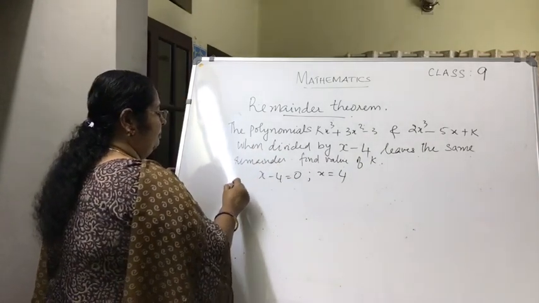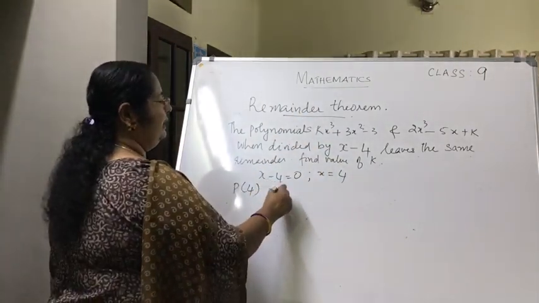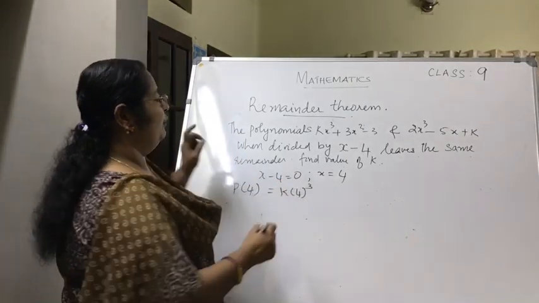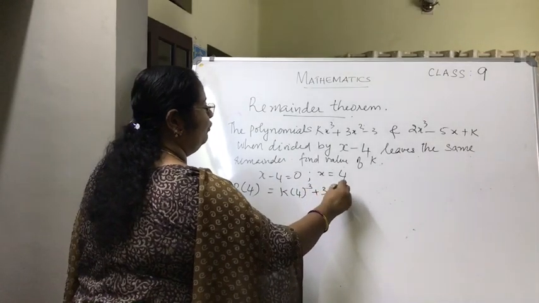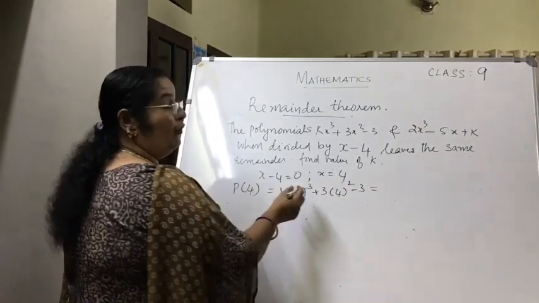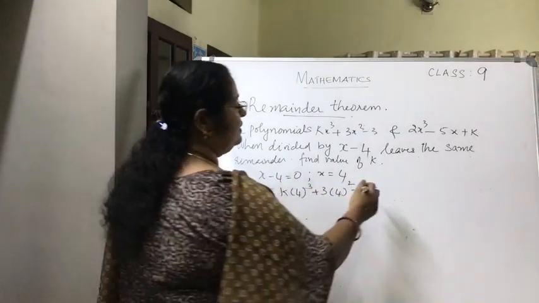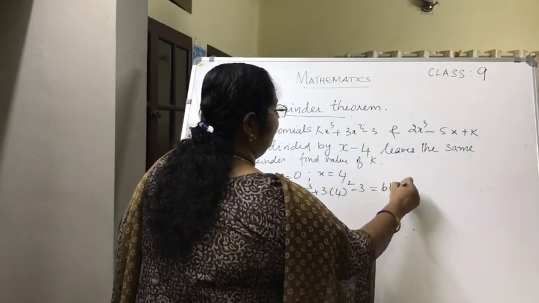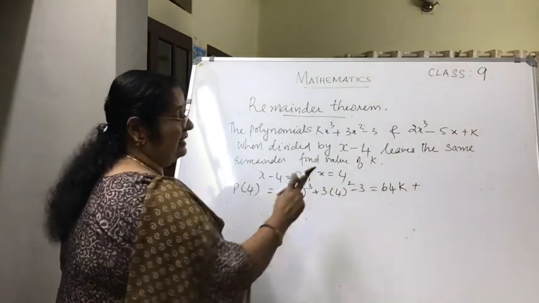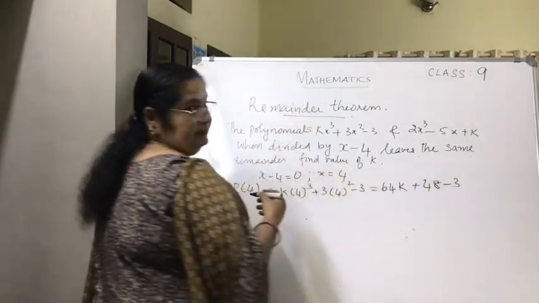So first one, p of 4. P of 4 for the first polynomial will be k into, instead of x you will put 4. So k into 4 cube plus 3 into 4 square minus 3. This will be equal to what? 4 cube, 4 into 4 into 4. 4 into 4 is 16, 16 into 4 is 64. So this will be 64k plus 4 square. 4 square is 16. 16 into 3 is 48 minus 3.